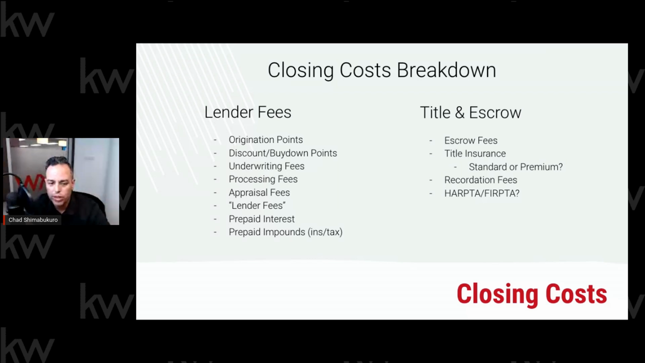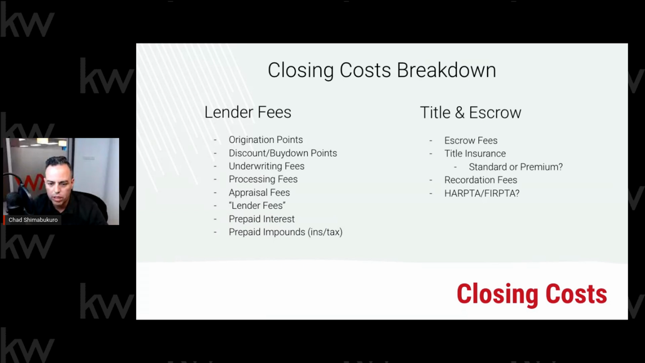Then there's recordation fees. It is exactly what it sounds like. That is the fees at the county level to record your name on title. And HARPTA and FERPTA is unique to Hawaii, so anyone that's outside of Hawaii that's watching this, it doesn't apply to you, but these are investor assessments that the county and state are required to take upon selling.